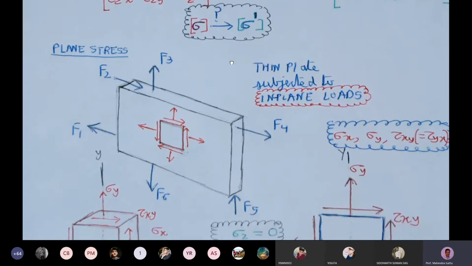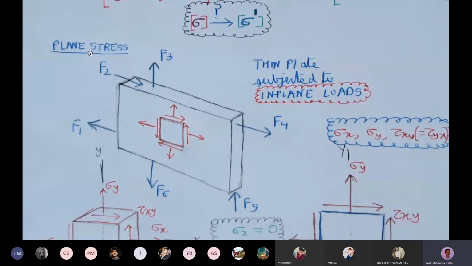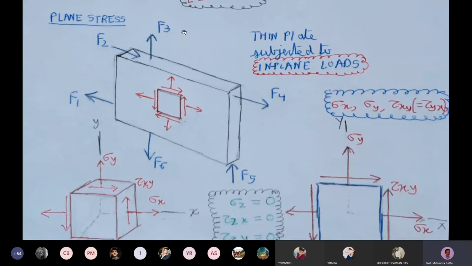So what is the 2D case? The 2D case is defined by a specific name called the plane stress. Here you have a thin plate and it is subjected to in-plane loads. By in-plane, that means all the forces are acting in the plane of the body. If you see these forces F1, F2, F3, F4, F5, F6, all of these are in the plane of the body. If any force is out of plane, it should be acting perpendicular to the plate. But here all the forces are acting in plane.